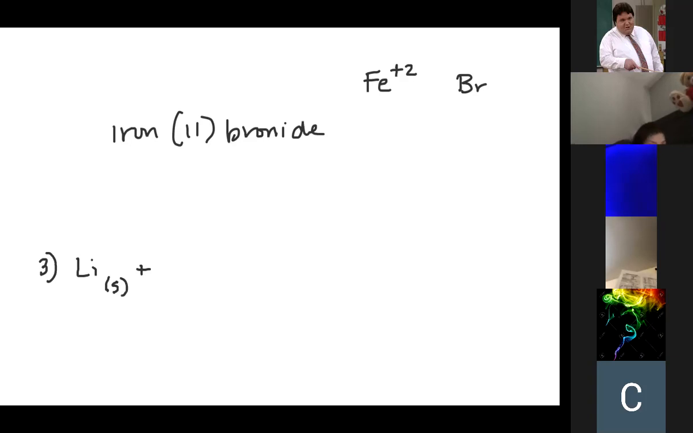17, that's correct. Is it happy? No. What would it do to be happy? It needs one more. So therefore, if it gains 1, what would be its oxidation number? 18.